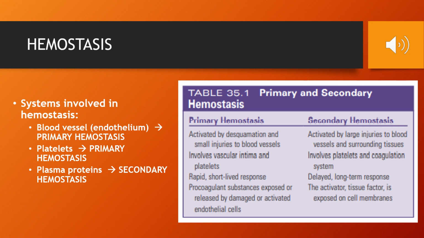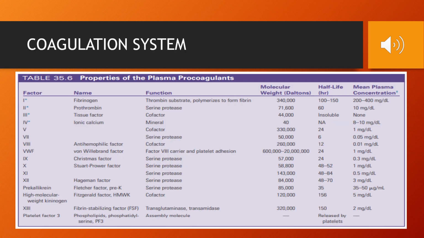So in secondary hemostasis, this would again involve platelets and a series of coagulation proteins in the plasma, and this is delayed but is a long-term response, okay, to vessel damage. And ones that are exposed on cell membranes is the activator tissue factor. So plasma transports at least 16 procoagulants, also called coagulation factors. So nearly all of these glycoproteins are synthesized in the liver.